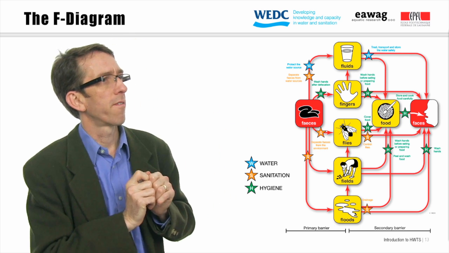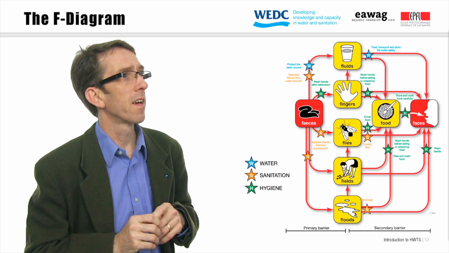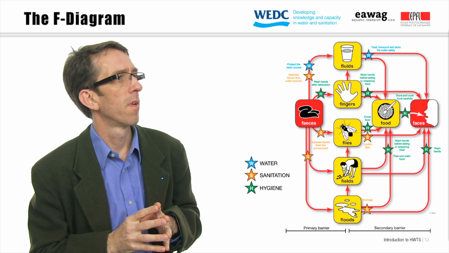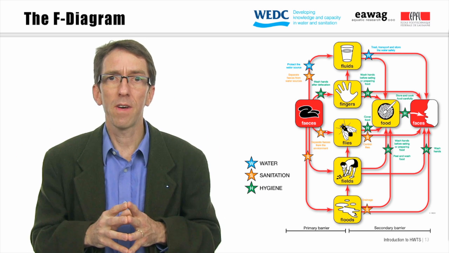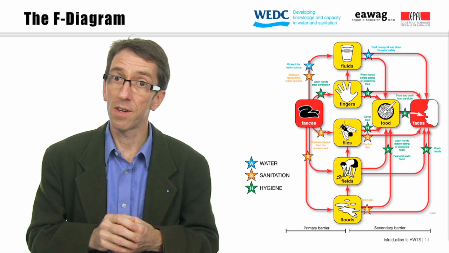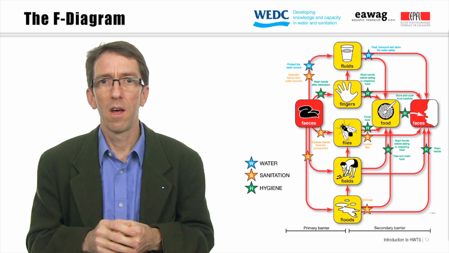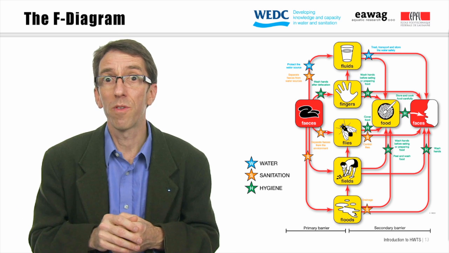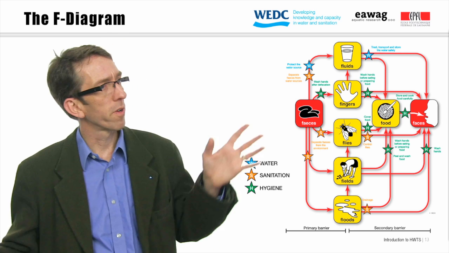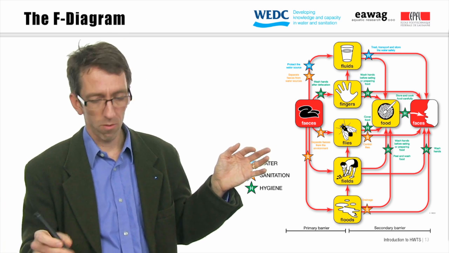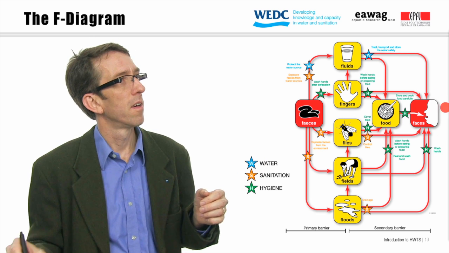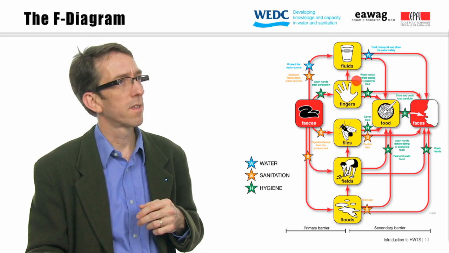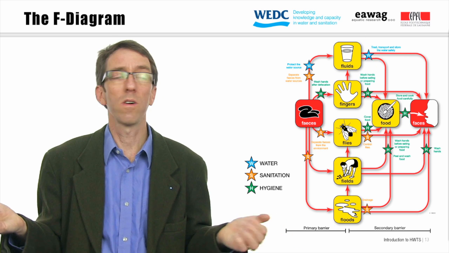Here's a nice picture of the F diagram developed by Wedgwood in Loughborough, the United Kingdom. It's called the F diagram because many of the intermediate phases in the environment where contamination can take place have words that start with the letter F. So if we start, of course, with feces, how can we get to faces? Well, we can go through fluids, which is the subject of this course.